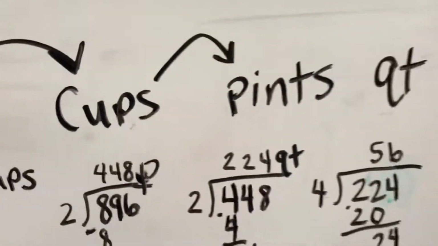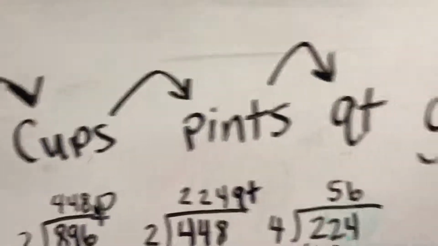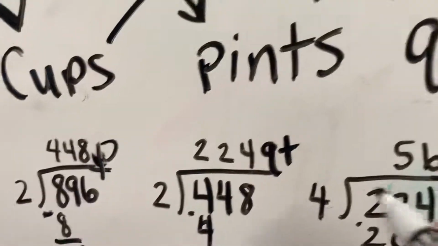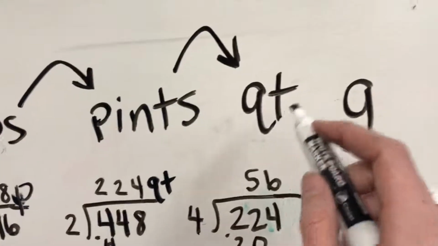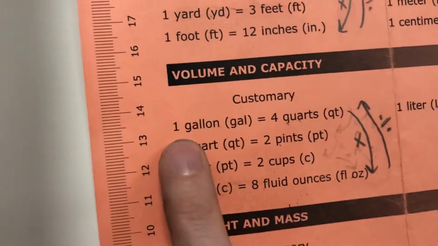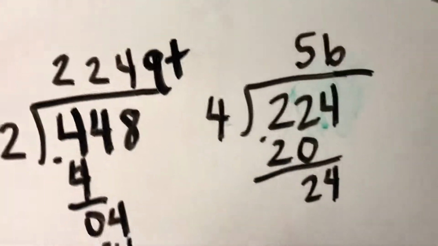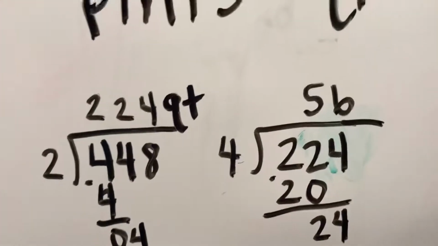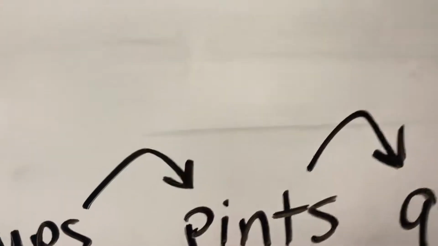Okay, so I've done this hop, and then the last one. I have 224 quarts. I need to convert that to gallons. So up here, I notice that for every 4 quarts that I have, 1 gallon. So I should be doing 224 divided by 4, and that will give me 56. So that is my final answer of 56 gallons.